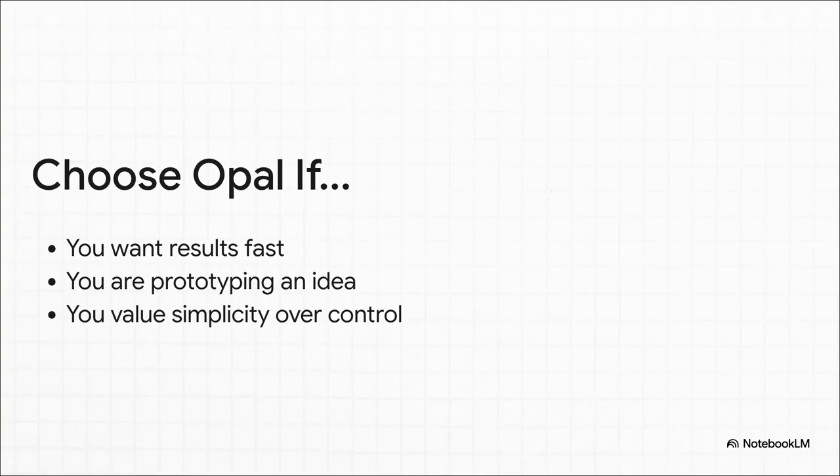So let's make it simple. You should choose Opal, the smart appliance, if your number one priority is speed. If you're just prototyping an idea and you just want to see if it works, or if you simply value getting a finished result over fiddling with all the settings, Opal is going to be your best friend.